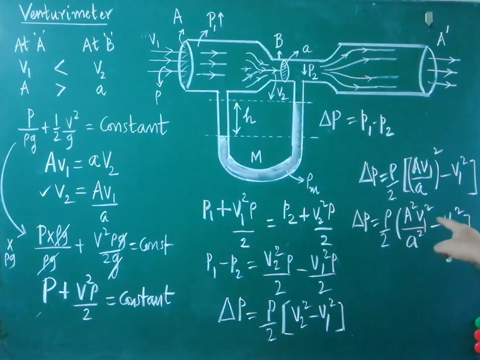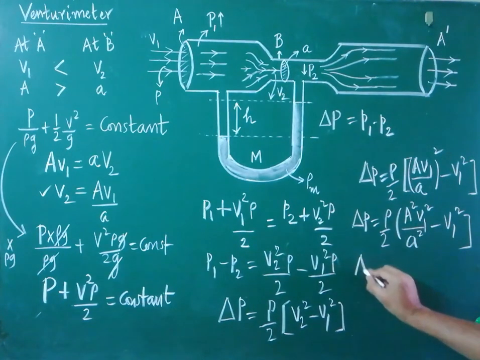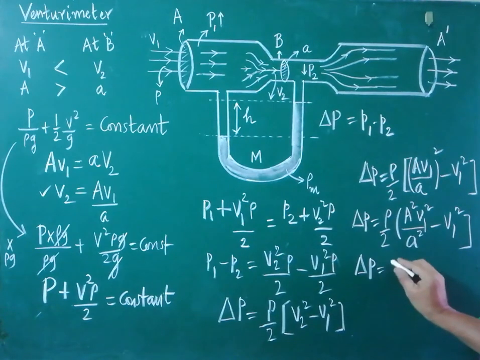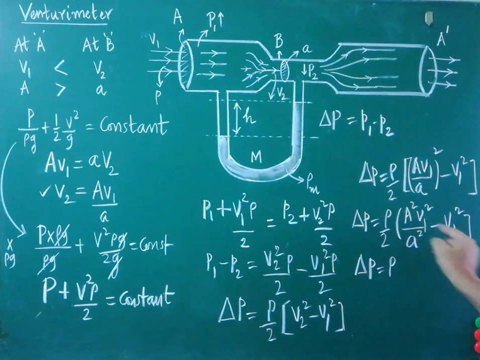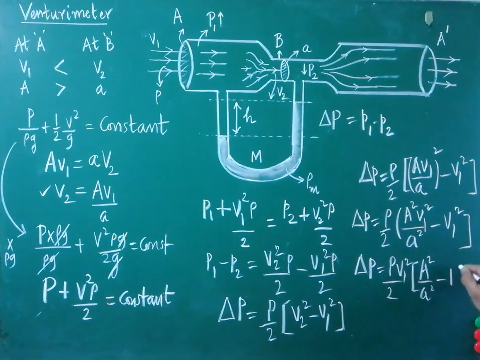What is the common factor here? V1 square is a common factor. So that can be taken out. Understood? After taking out, what will happen? You will get the new form of equation. Del P is equal to rho. You will bring this factor here, V1 square divided by 2, A square divided by A square minus 1. Are you clear? You will get this equation.